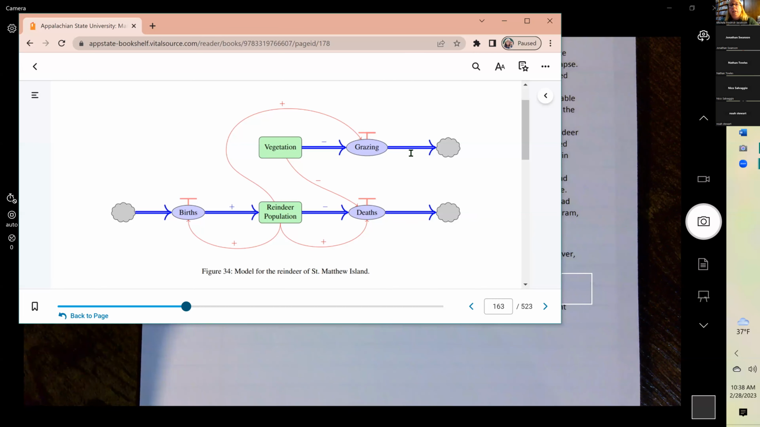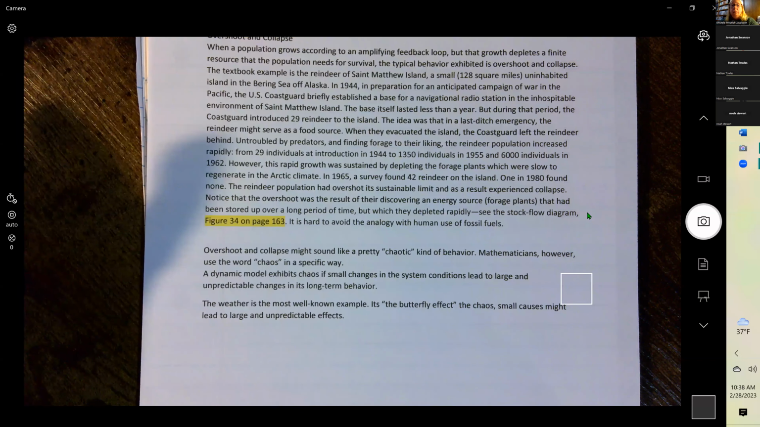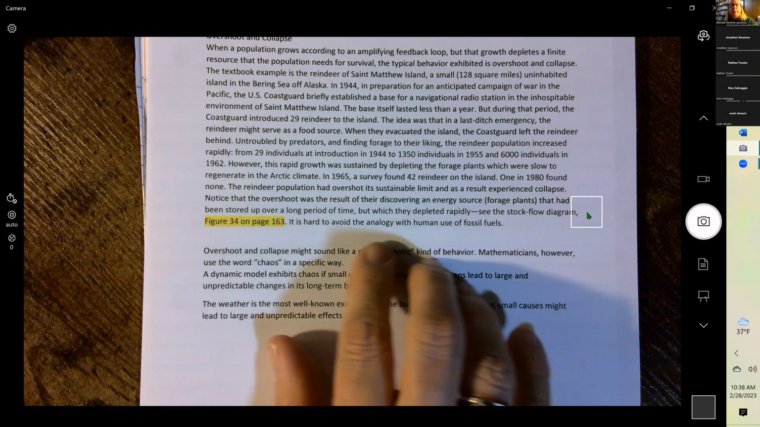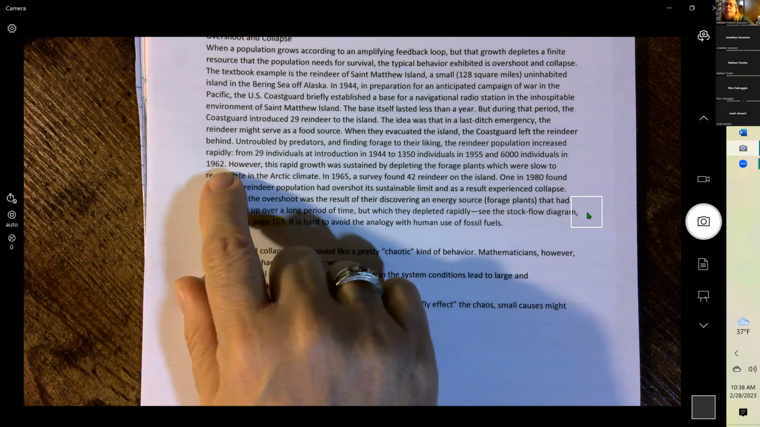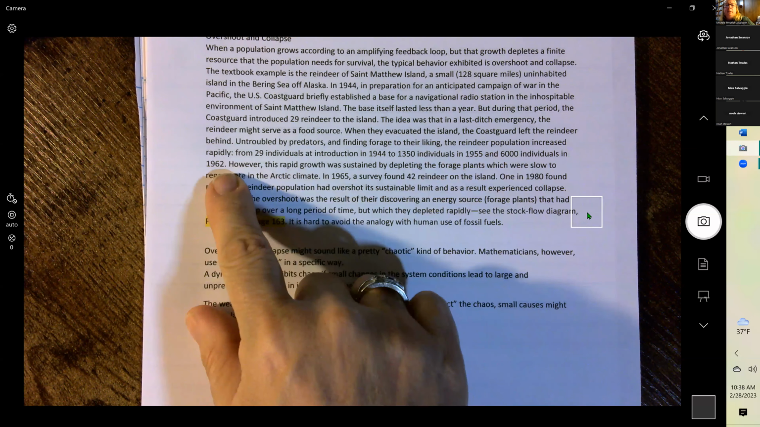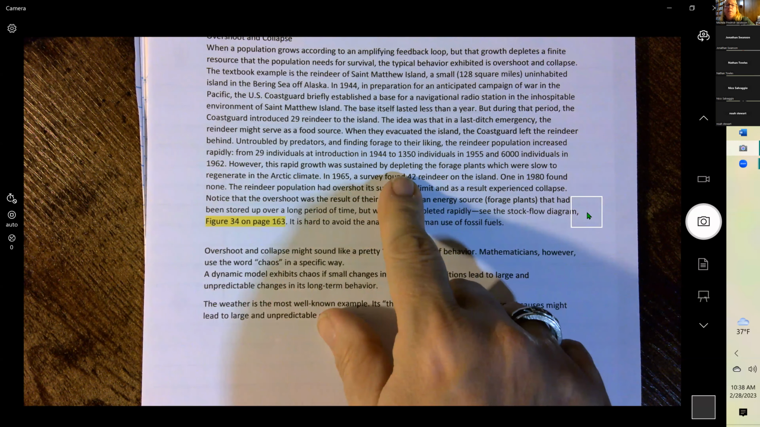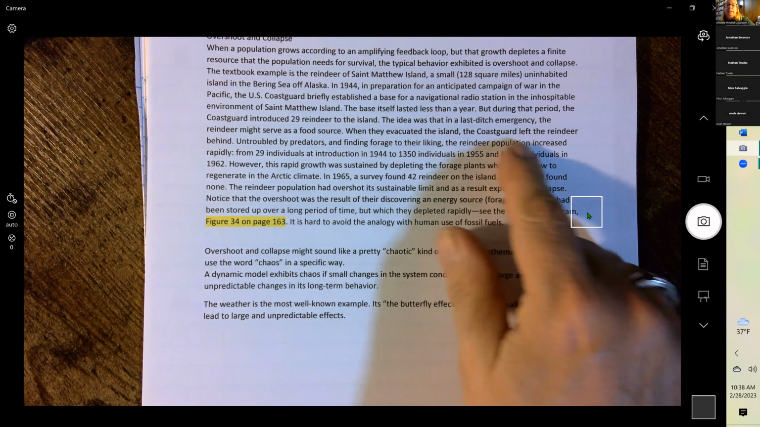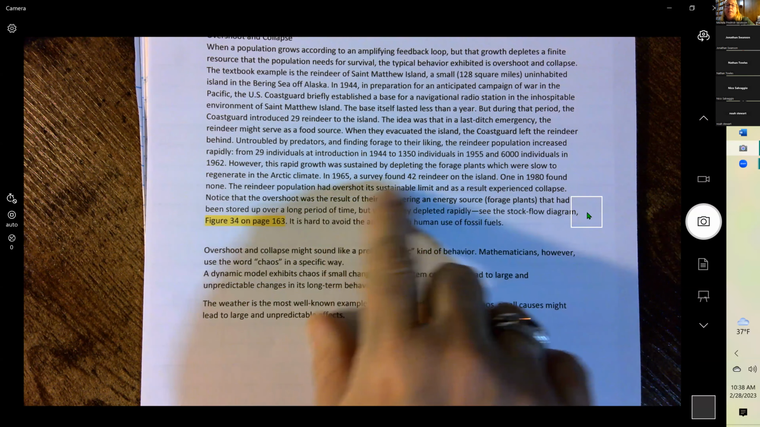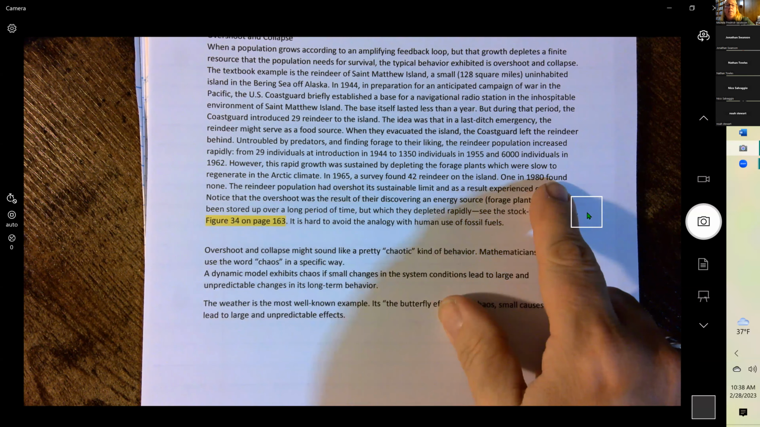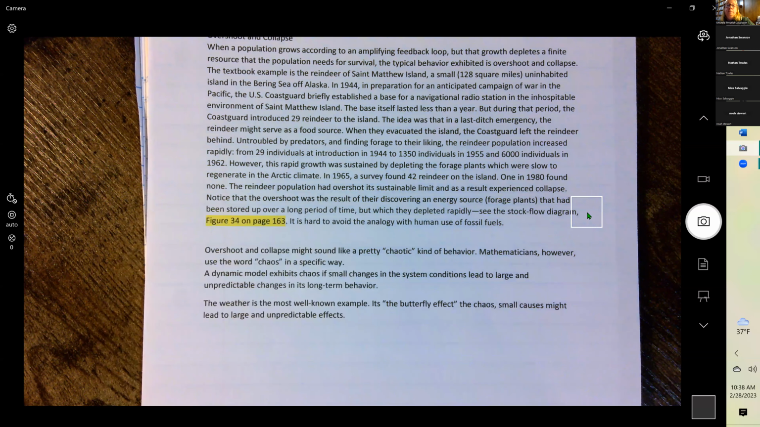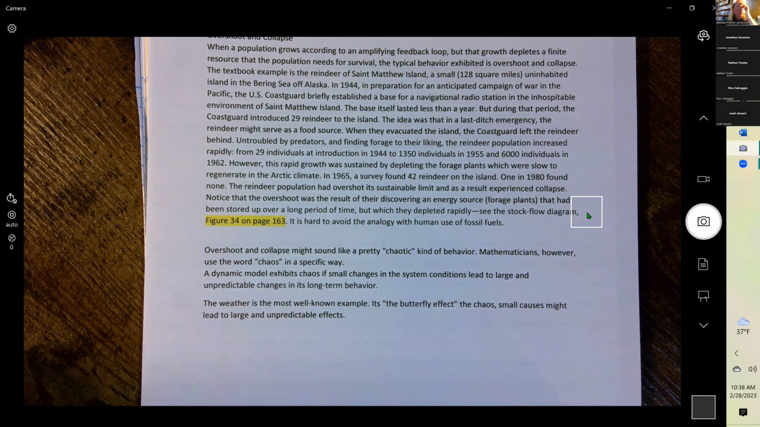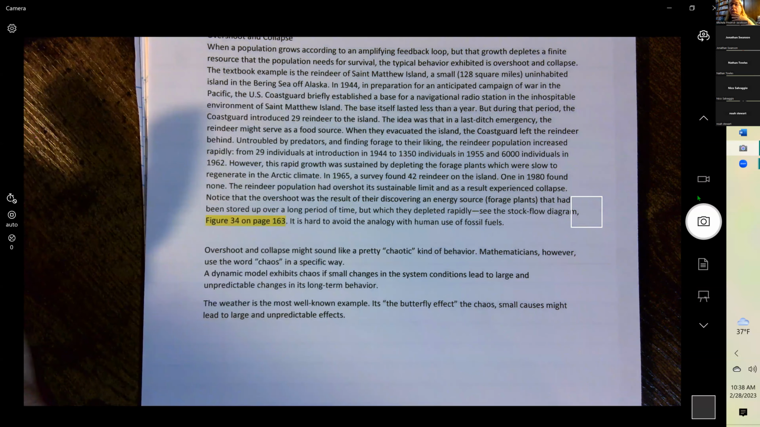And as you can see, it dropped really quickly. In 1962, there was 6,000 of them. And then in 3 years, it went to 42. So it took 20 years to get to 6,000, but then they depleted everything. And then in 1980, there was none. Scary.